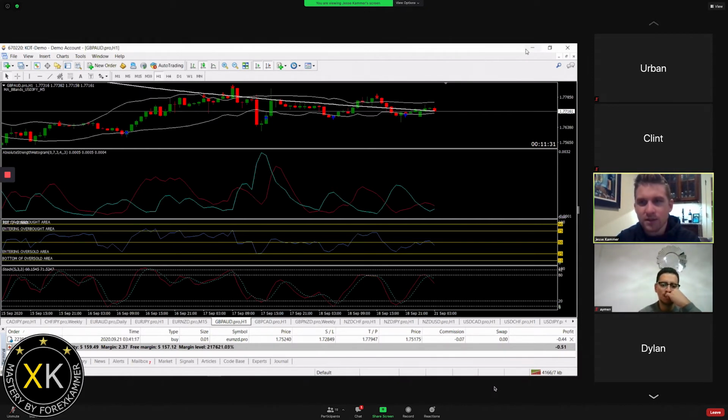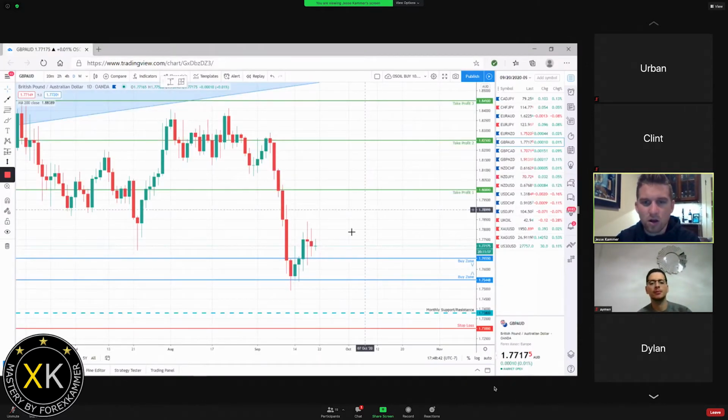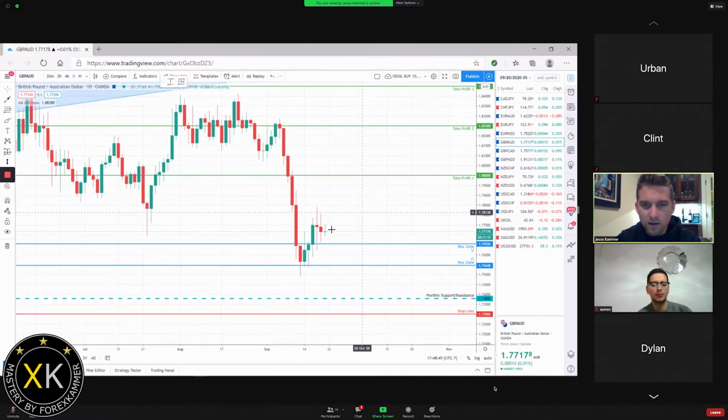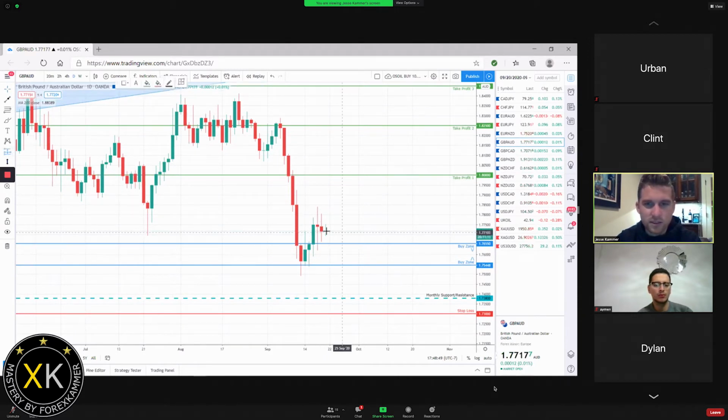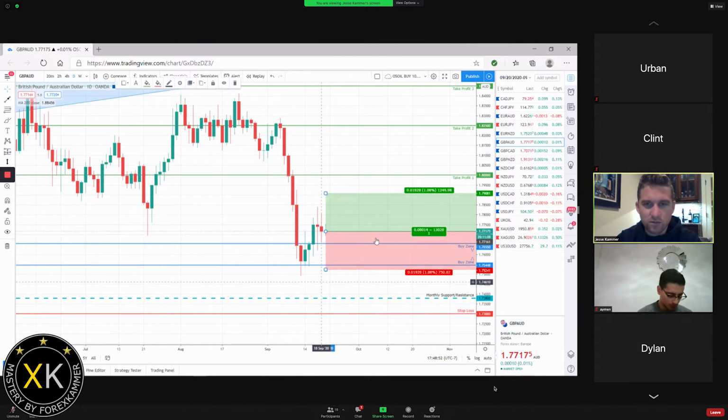I would love to see a test of my buy zone again to potentially then get long on GA. Right, if we entered in here right now, man, I mean, we could see some serious drawdown before we actually went into profit. Delete that.